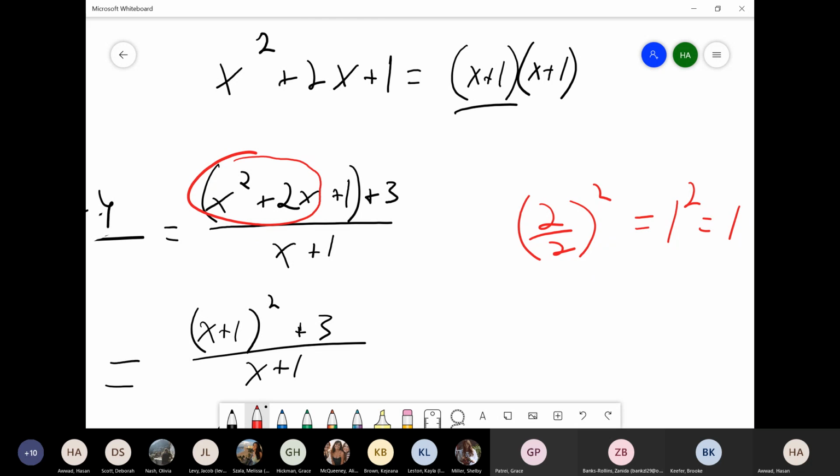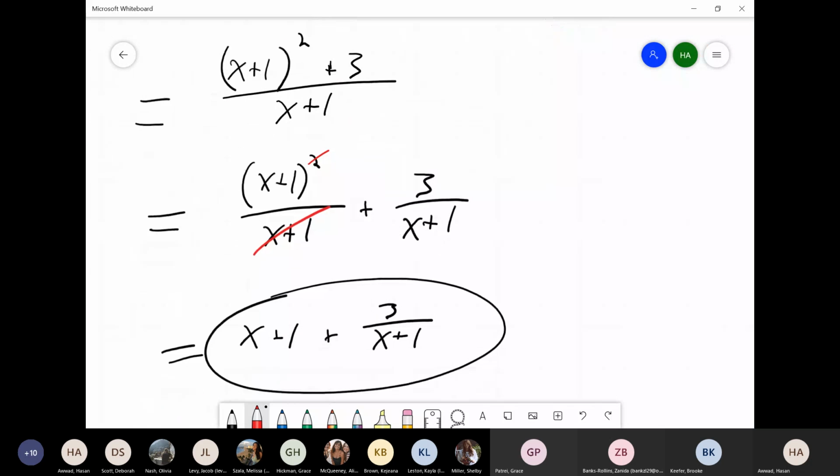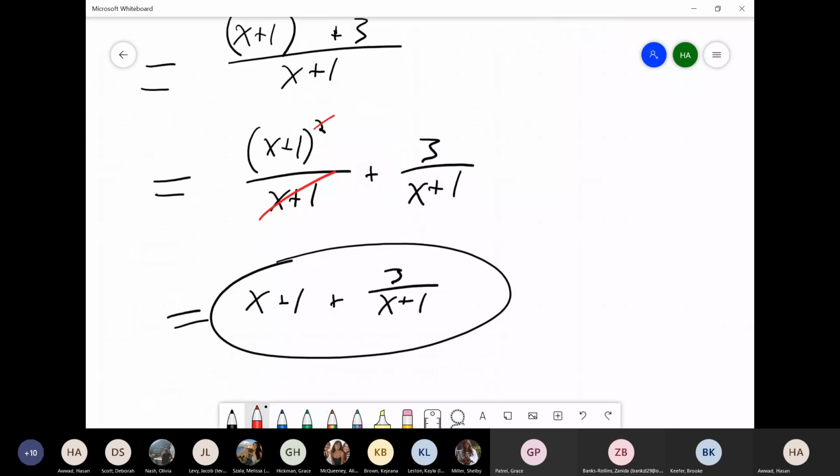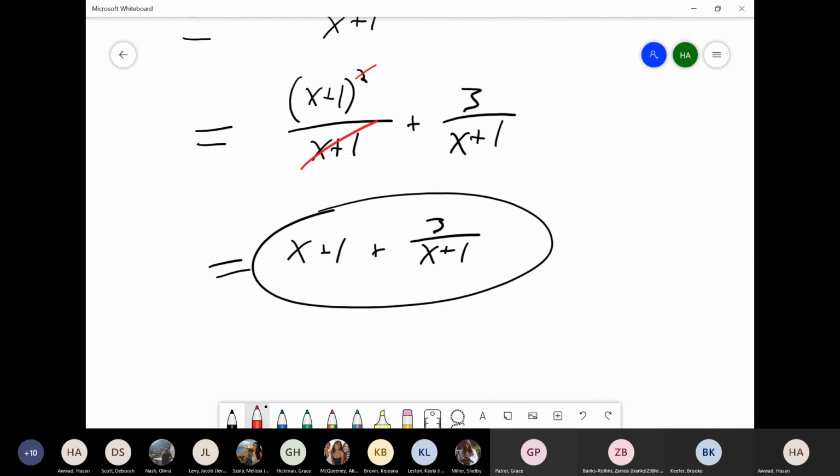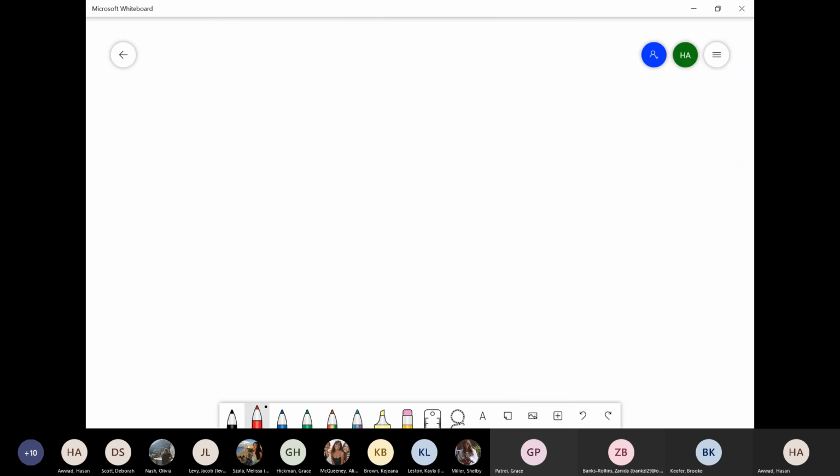Okay. So again, we did our factoring, we split up the fractions just like we did in the lecture that was on Monday, and we arrived at our destination here of x plus 1 plus our remainder of 3 over x plus 1. Okay, so I'm going to go ahead and clear this off, and go on to the current lecture, the one that we just did.